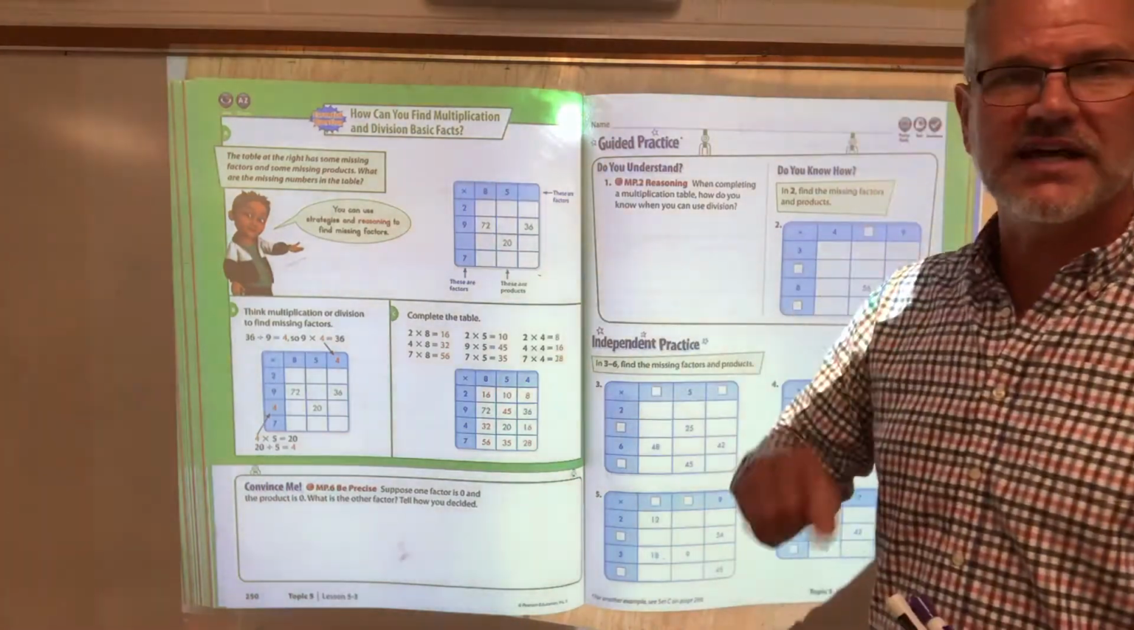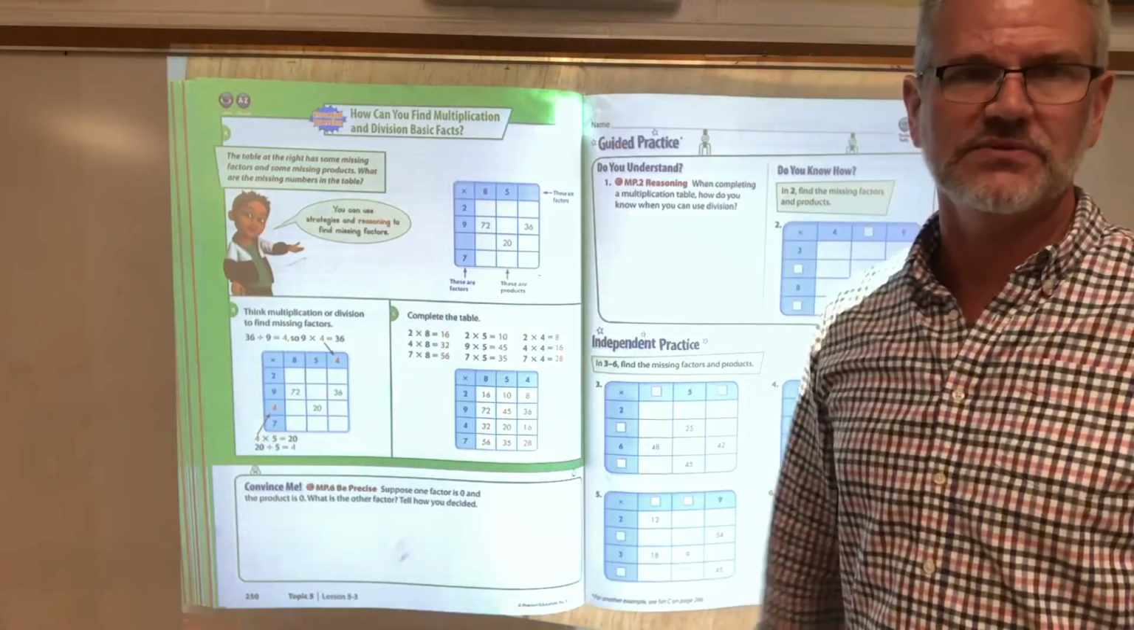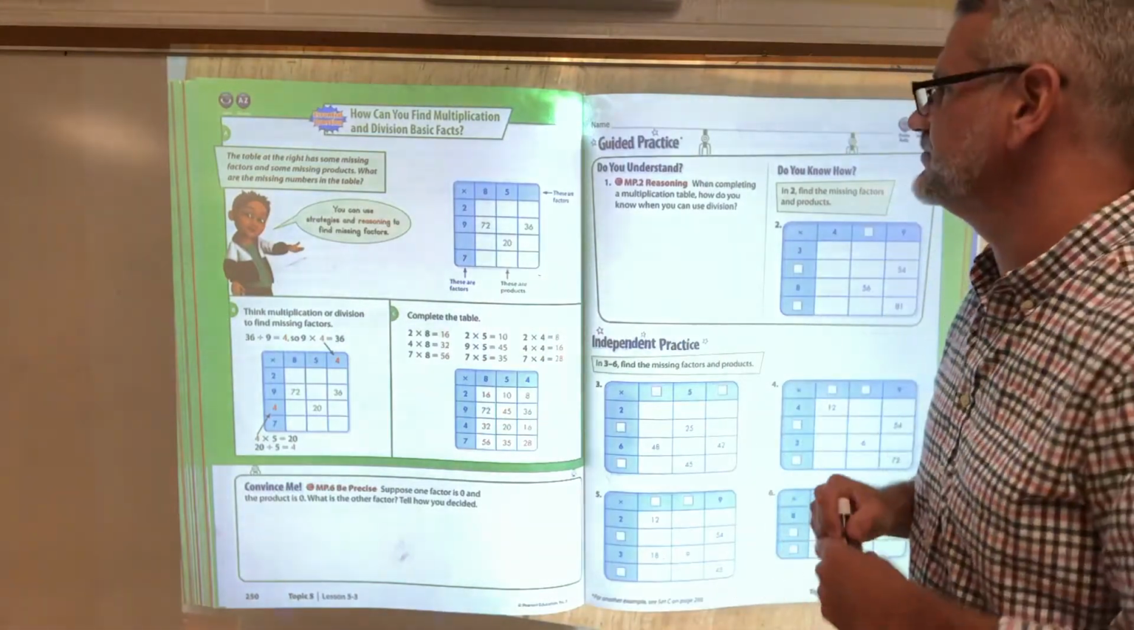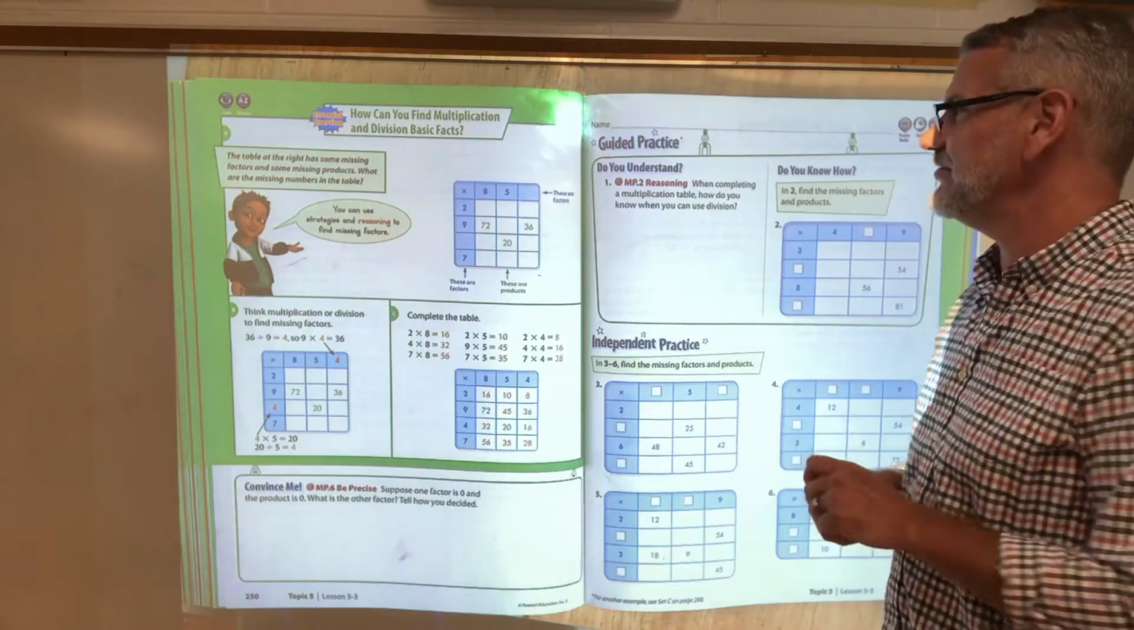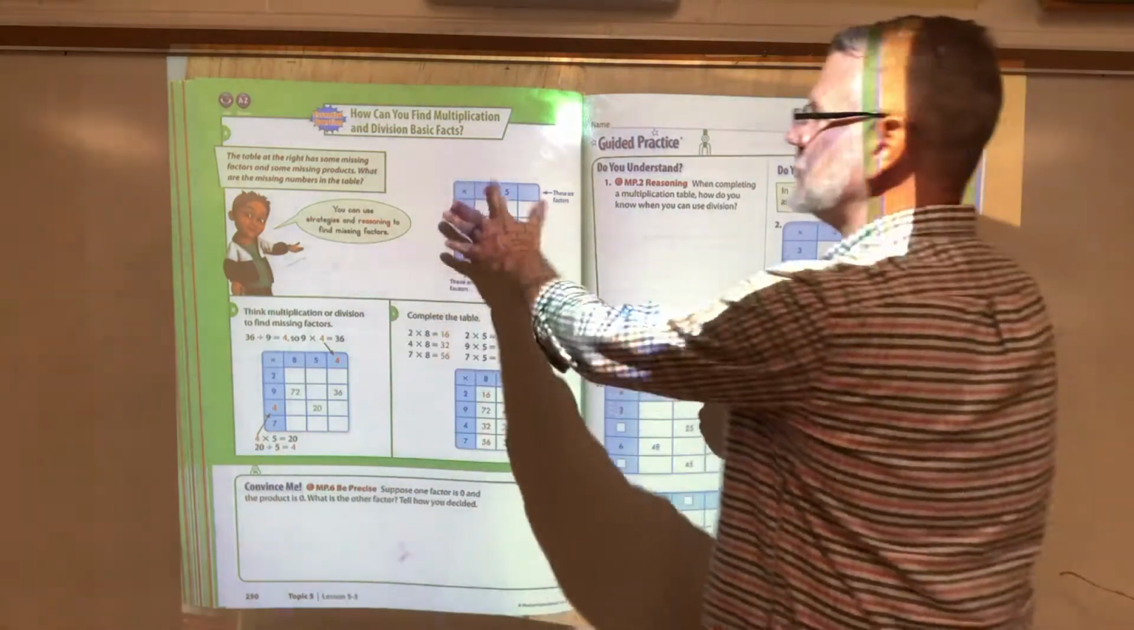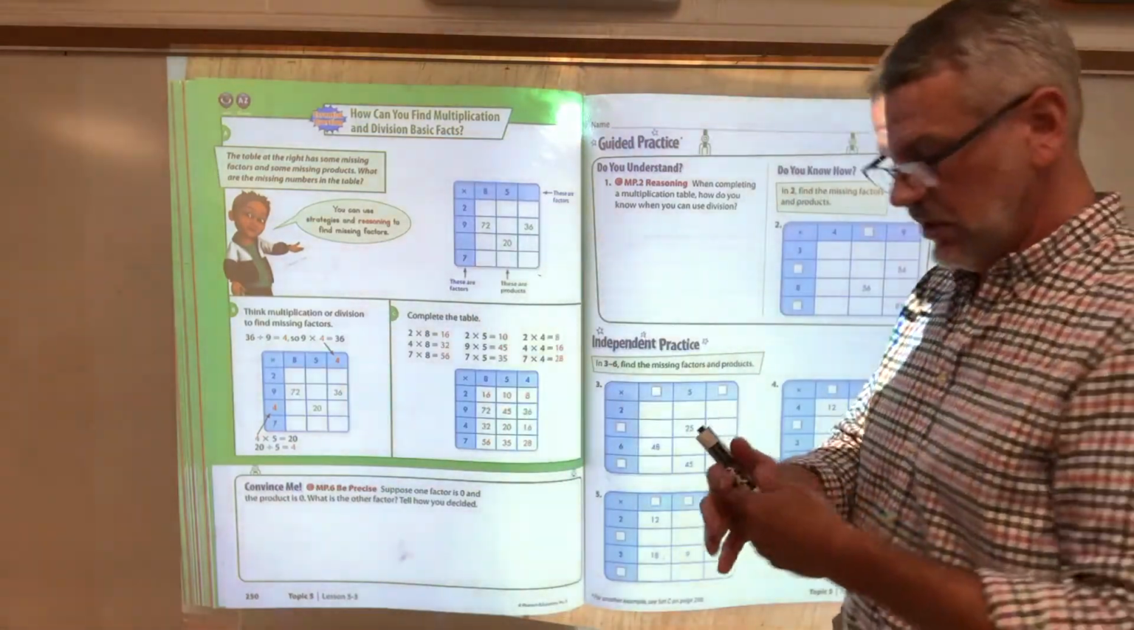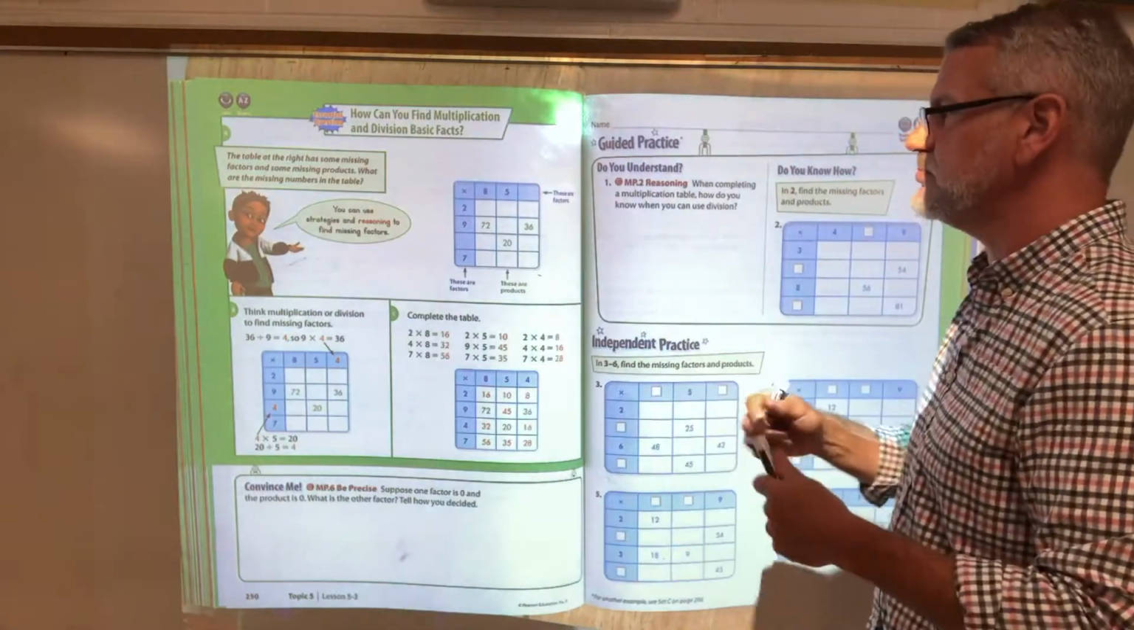What we're going to do today is fill in the missing blanks. We've got to fill in the factors that are missing. This gets kind of fun. So let's take a look. First of all, we've got to use what we already know on this and fill in those boxes.